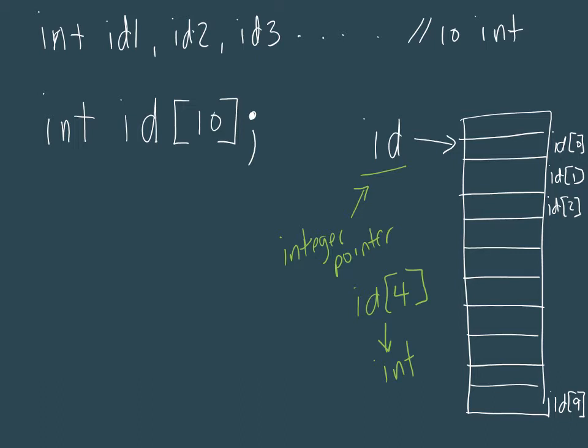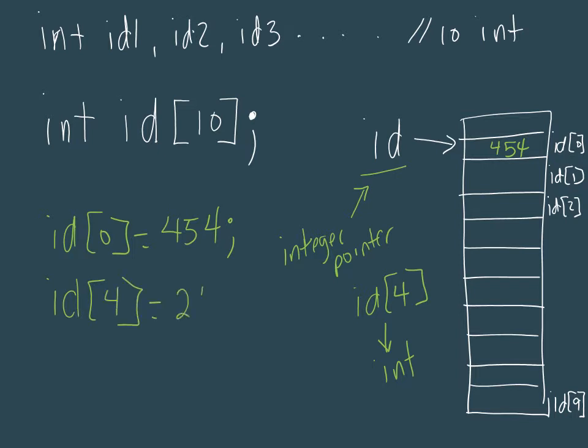All right, so what if I wanted to put some data in my array? Well, one way I could do it is I could say ID at index 0 equals 454. So that would go to ID at index 0 and put a 454 there. Anything that I can do with an integer, I can do with ID at any location. So I could say ID at index 4 equals 26. So it would go to ID at index 4, so this is 3 and this is 4, and put a 26 there.